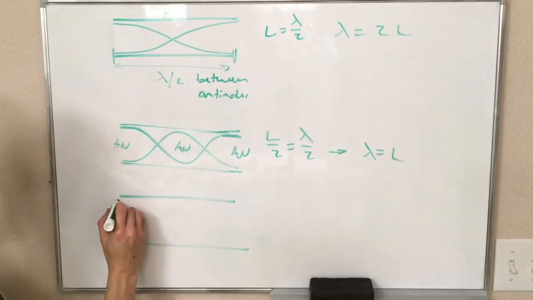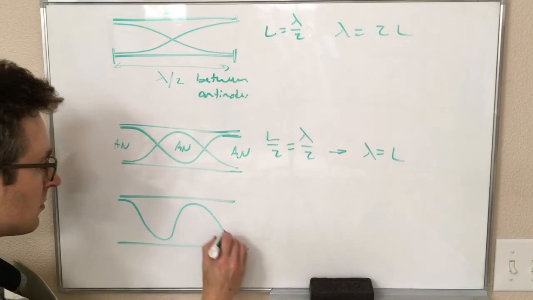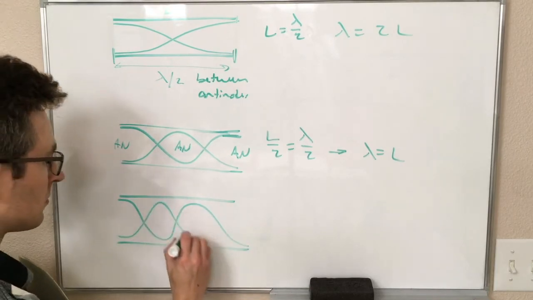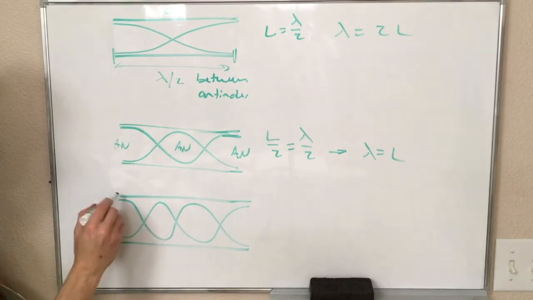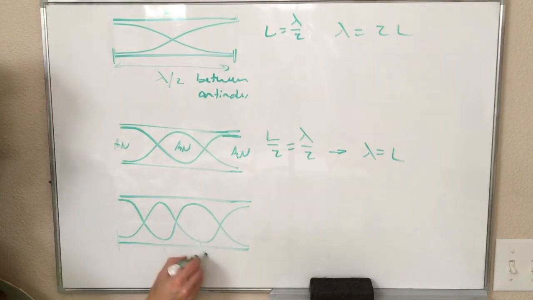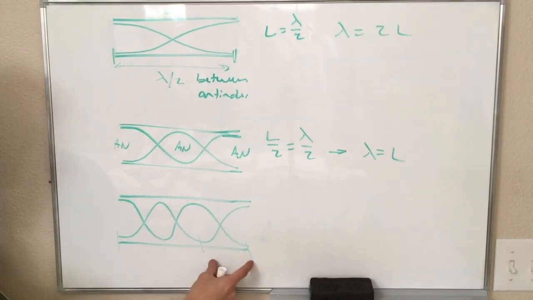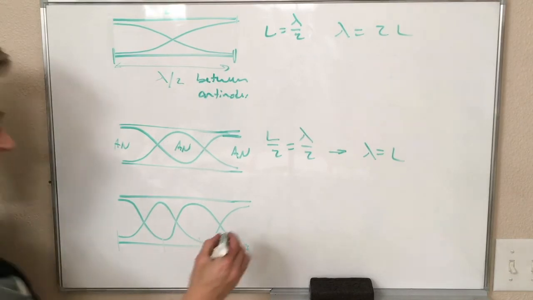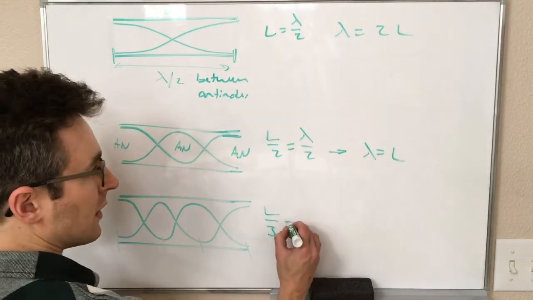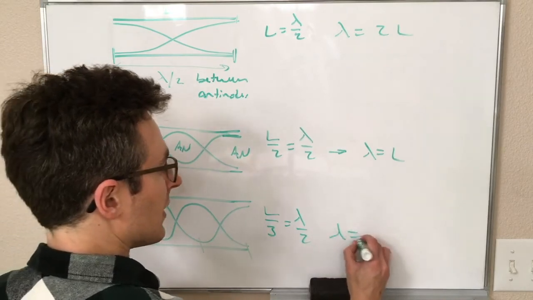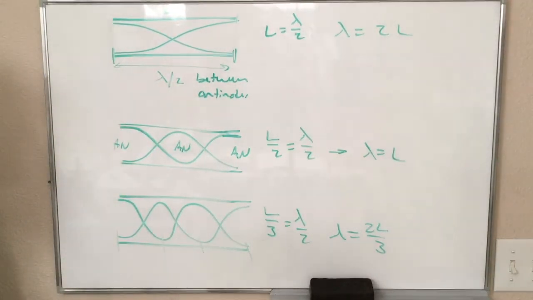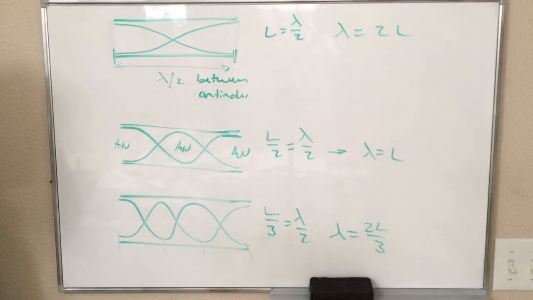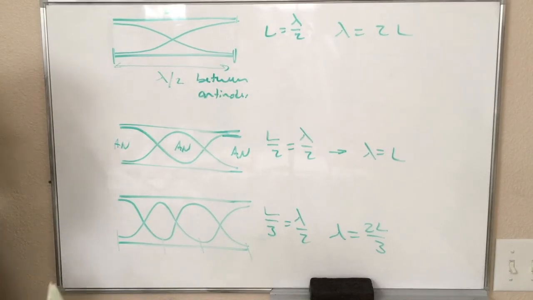And my next one looks like this. So now between antinode, antinode, antinode, antinode, I have 3 of these. That is lambda over 2. So 1/3 of my length is lambda over 2. Lambda is equal to 2L over 3. These are actually exactly the same as what we had for the two fixed ends.